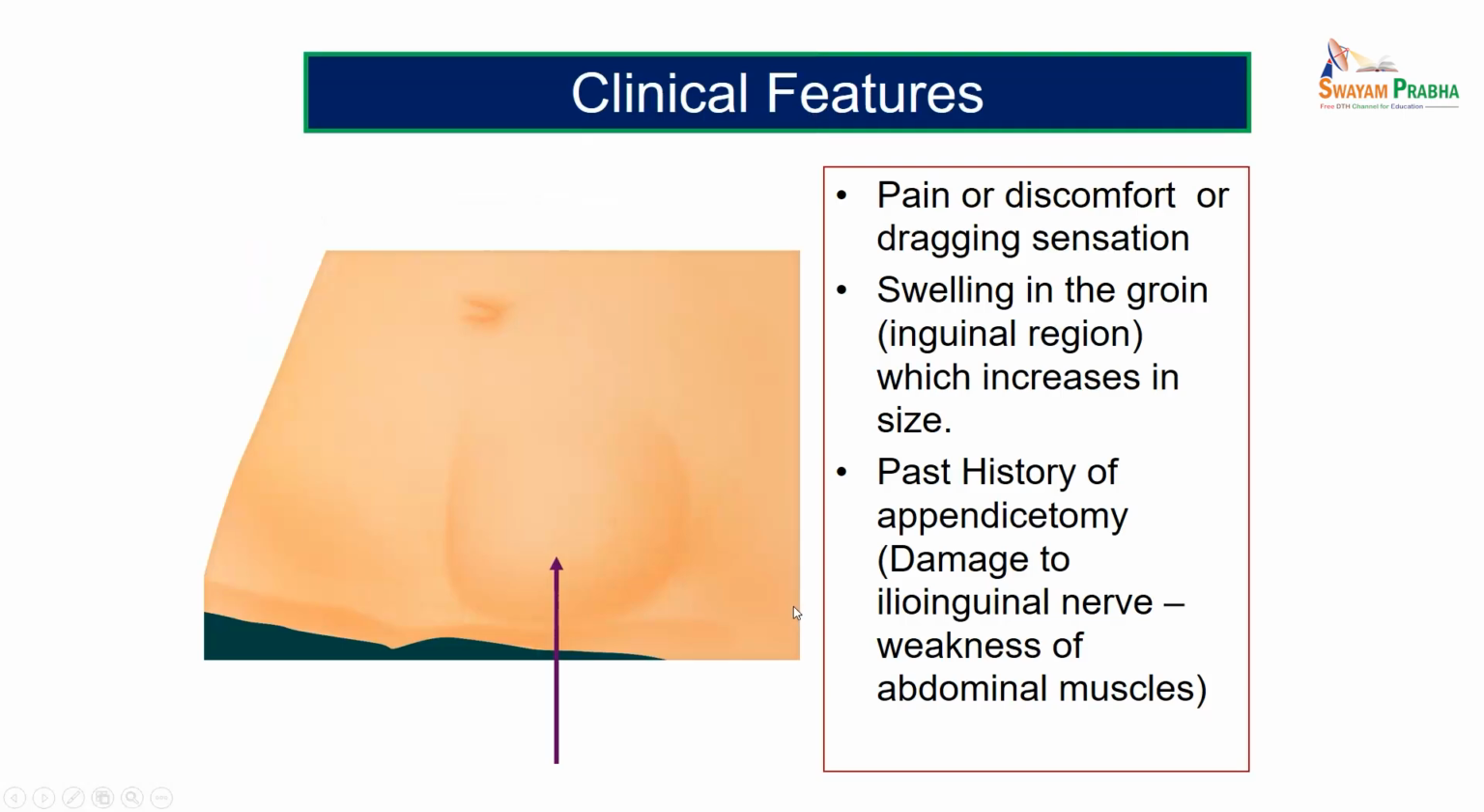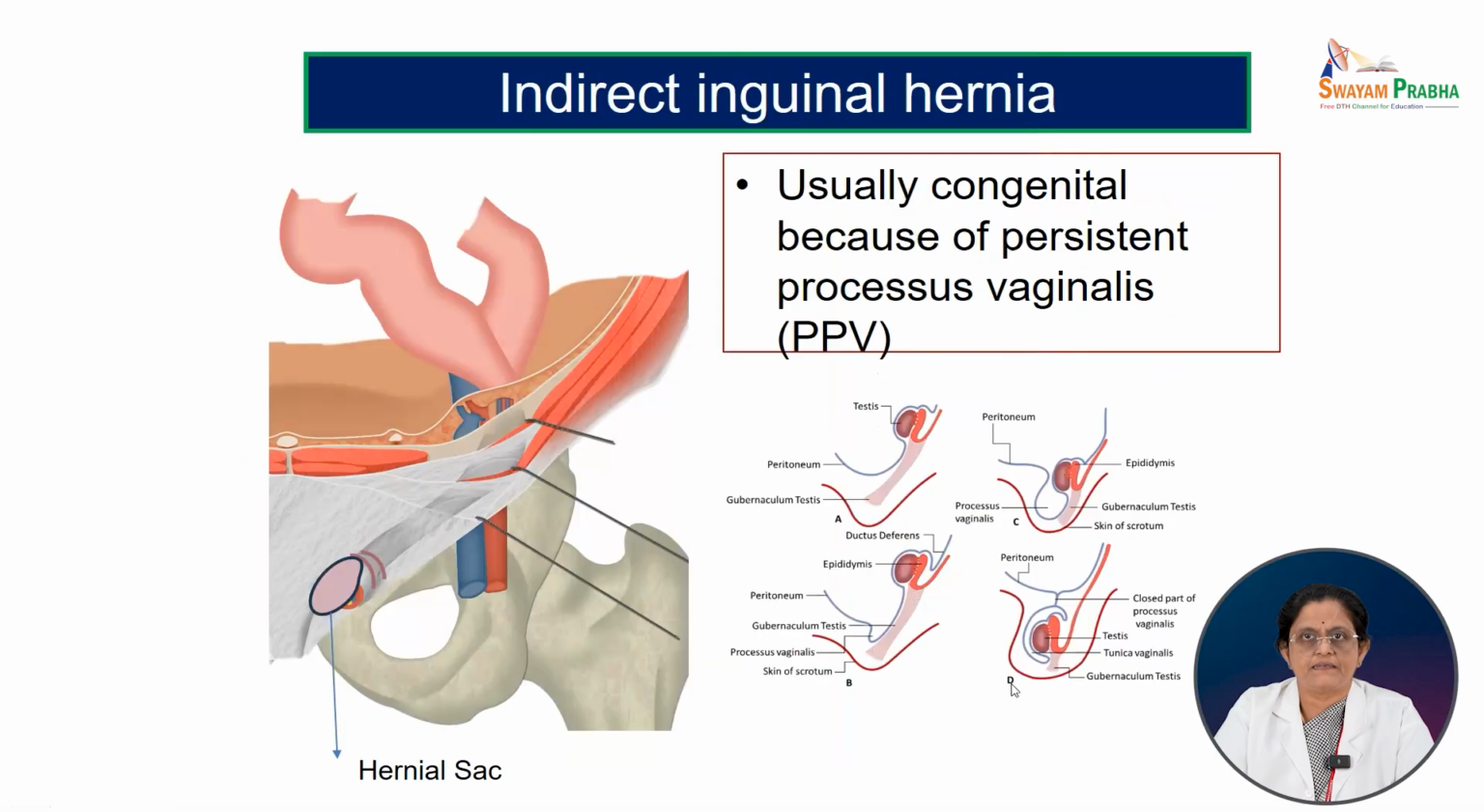Coming to the clinical features, what does the patient present with? The patient presents with pain or discomfort or dragging sensation in the lower part of the anterior abdominal wall. This is the umbilicus and this is the lower part of the anterior abdominal wall. He can have a swelling in the groin, that is the inguinal region, which increases in size. Sometimes if you take a past history, he might give a history of appendicectomy. There can be damage to the ilioinguinal nerve, there can be weakness of abdominal muscles in this case.